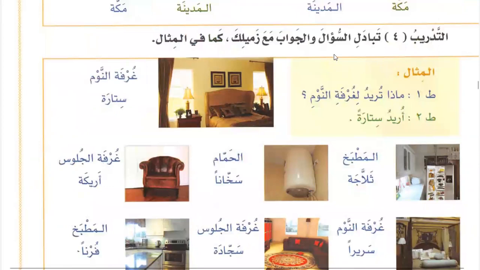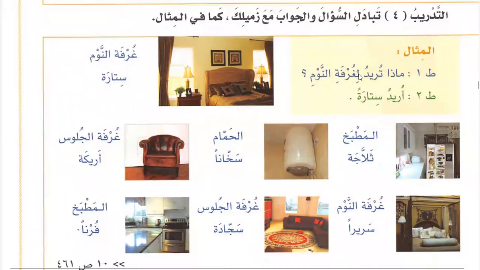The fourth exercise: exchange the question and the answer with your colleague, like in the example. The first student: Madha turidu li ghurfat al-nawm? What do you want for the bedroom? Li means for. The second student: Uridu sitara. I want a curtain. So in this way, you will make the question and the answer. You need to add li to all these words.